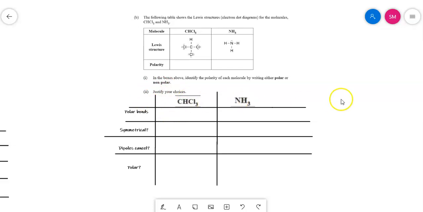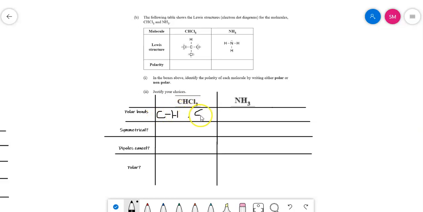So the first thing that we should talk about with our word answer is whether or not each of these molecules includes polar bonds. And so anytime you have a bond, a covalent bond between 2 different types of atoms, then that is going to be a polar bond. So the bond between carbon and chlorine is a polar bond, and the bond between carbon and hydrogen is a polar bond. So we'd say, yep, there are polar bonds here. The bonds are between carbon and hydrogen, and carbon and chlorine.